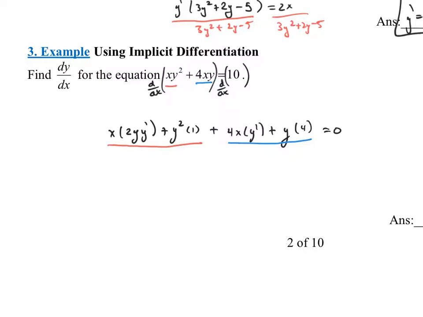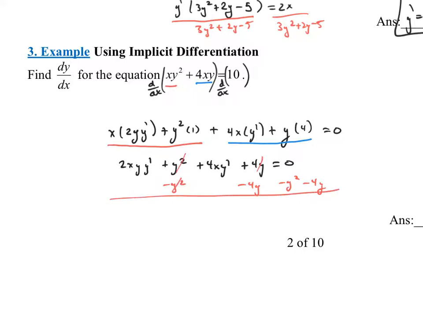So I'm going to clean this up a little bit. It looks like I have 2xy y prime plus y squared plus 4x y prime plus 4y equals 0. Again, anything with a y prime stays on the left. Anything else moves to the right. So I'm going to subtract y squared from both sides, and I'm also going to subtract 4y from both sides. When I do that, on the left, I'm left with 2xy y prime plus 4x y prime. On the right, I have negative y squared minus 4y.